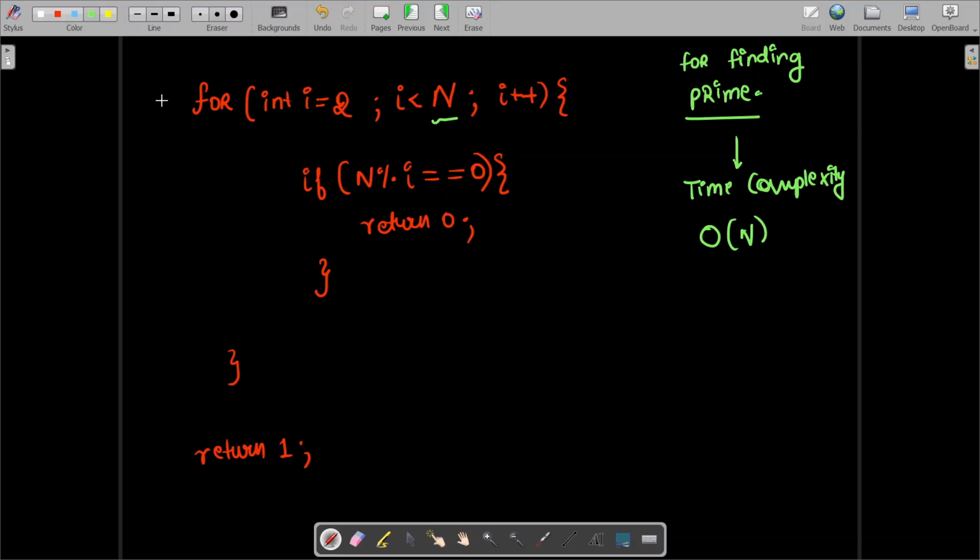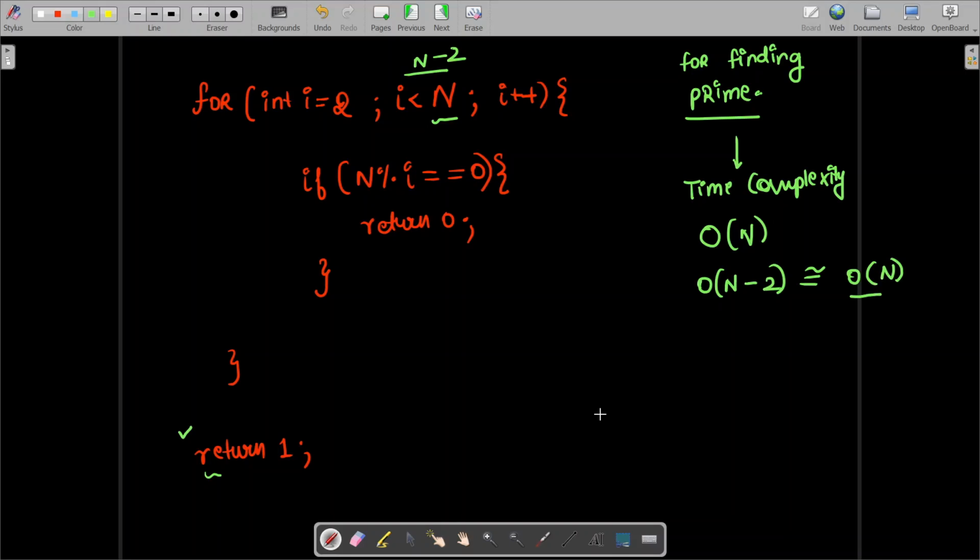Suppose the number comes out to be prime, so we will run the entire loop. In the worst case, we will return from here, so it will run something like n minus 2 times. So the time complexity will be exactly n minus 2, or roughly, if we ignore the constants, O of n.